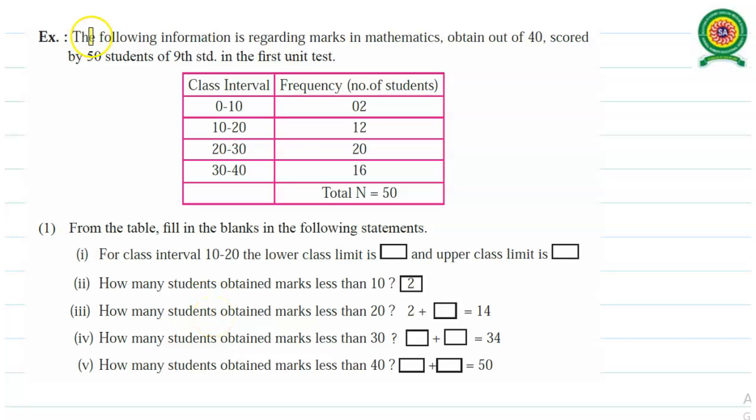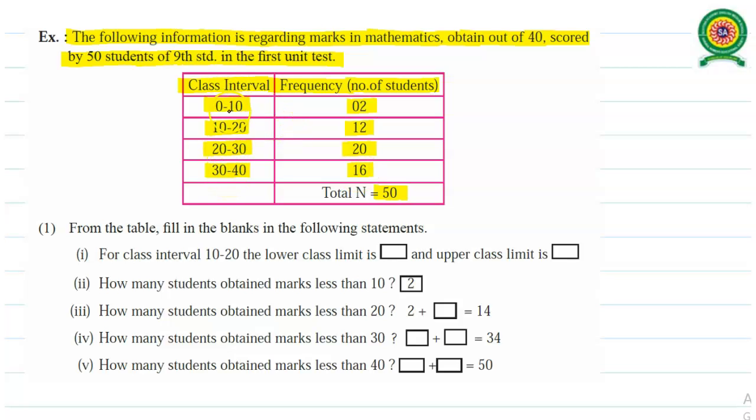our textbook. We have the example: the following information is regarding marks in mathematics obtained out of 40 by 50 students of 9th standard in the first unit test, given in the table. Class intervals are 0 to 10, 10 to 20, 20 to 30, 30 to 40. Frequency means the number of students. We have 2, 12, 20, 16 respectively. The total number of students is 50. So the scores of 50 students are given here.